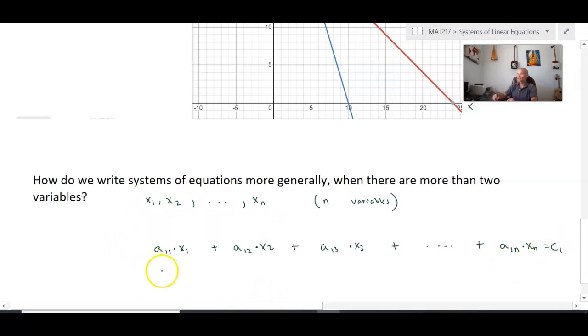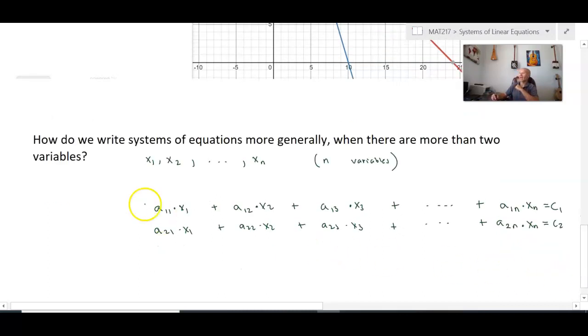And then we would do something similar for the second equation, a21 times x1 plus a22 times x2 plus a23 times x3 plus dot, dot, dot plus a2n, again, second equation, nth variable coefficient, times the nth variable equals constant 2. And this goes on and on, depending on how many equations you have.